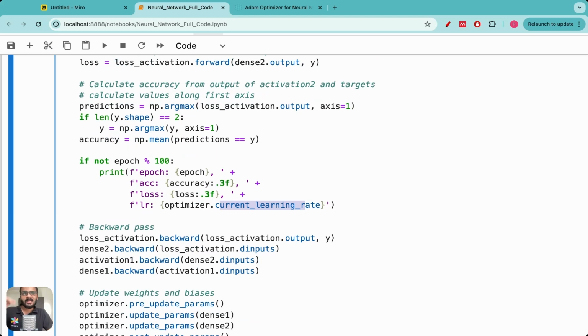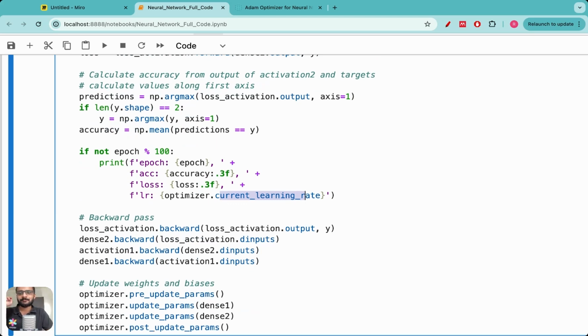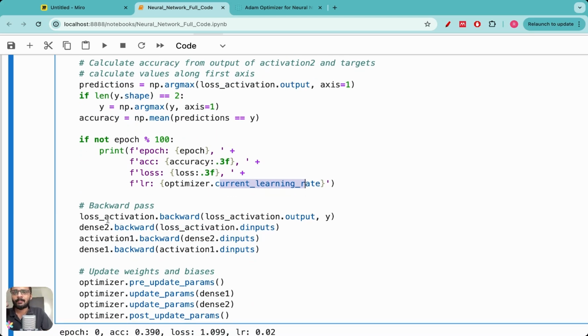Remember, epoch is just cycling through the entire data set once. And then we are going to compute the backward pass. So we start from the end. We first look at the combined softmax plus the categorical cross entropy.